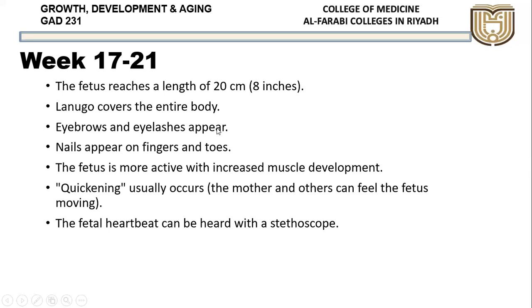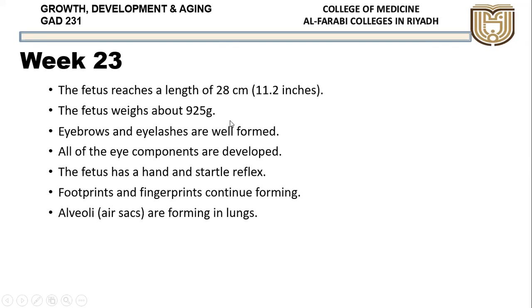So here they start appearing, but here they are well formed. By the 23rd week, the eyelashes and eyebrows are well formed, and all of the eye components are developed. As we saw in the initial stages, it has closed its eyes. During its closure, all the components of the eye are being developed, and by this time, the eye components are well developed.